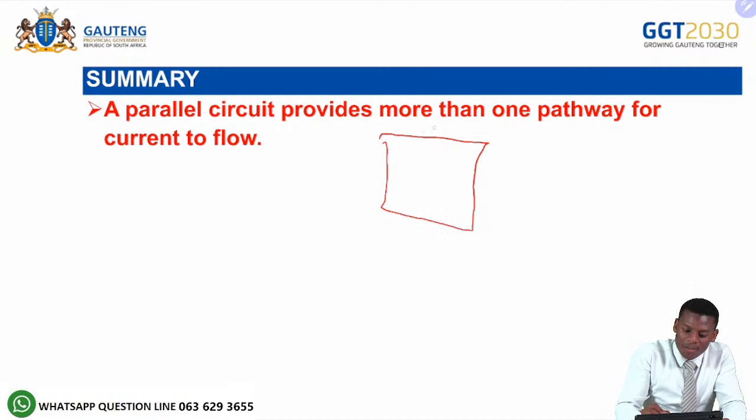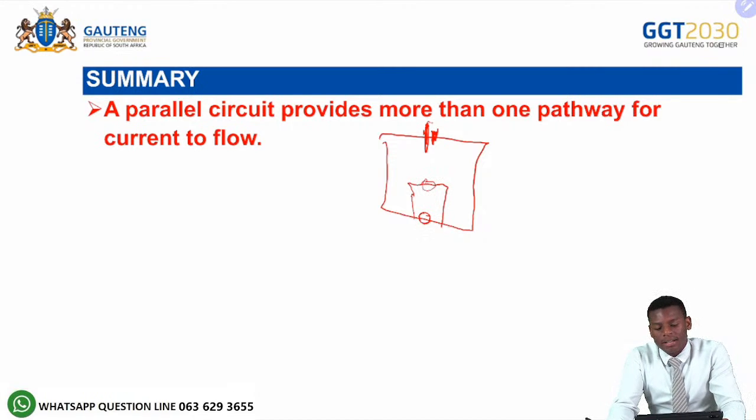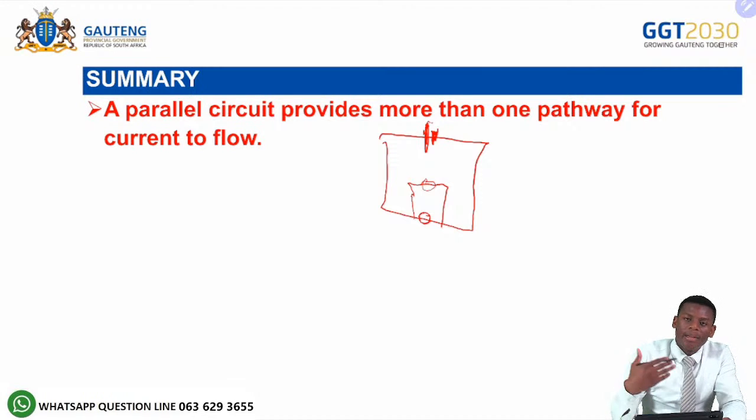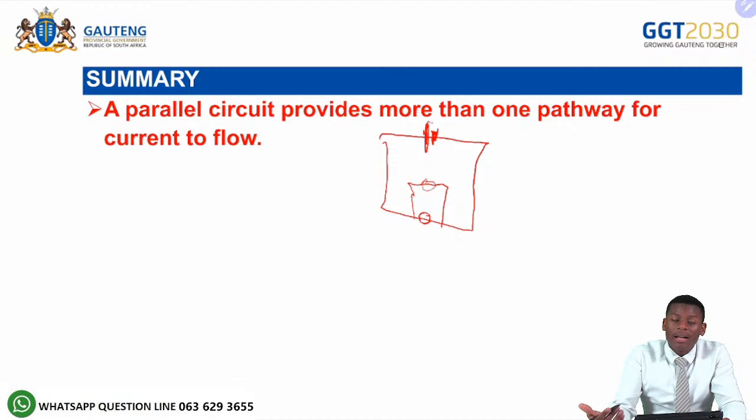Remember, this is our circuit. My handwriting is not clear, but I hope you see. Now we have our bulb here. Let's put another bulb here. This is our parallel circuit. So remember, in a parallel circuit, our current has more than one pathway to flow. It can flow to this bulb, and it can flow also to this bulb.